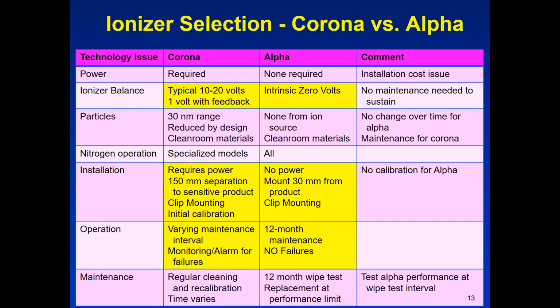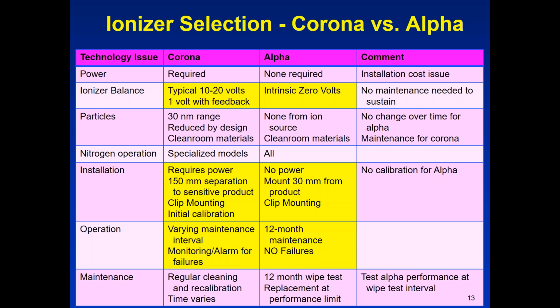Next slide, please. Here's a little table to talk about the differences between corona ionization and alpha ionization. As we get to more and more sensitive devices that we need to protect, all of a sudden the idea that we might have an ionizer balanced intrinsically to 0 volts can become very important. When we are dealing with devices like the MR heads of the disk drive industry, which have sensitivities in the 1 to 3 volt range, we can achieve those low voltages with feedback systems in our ionizers and by doing very careful maintenance with the corona ionizer. But the alpha ionizer comes along with intrinsic 0 balance and may make our manufacturing a little bit easier to maintain, because it requires much less maintenance.